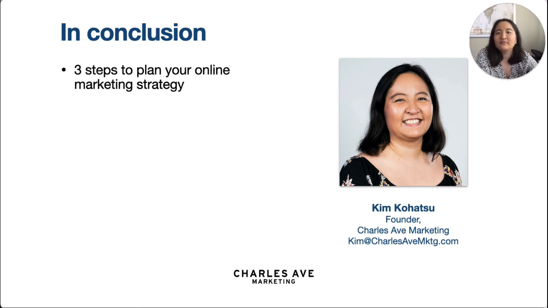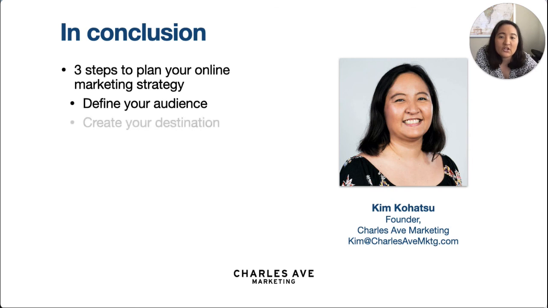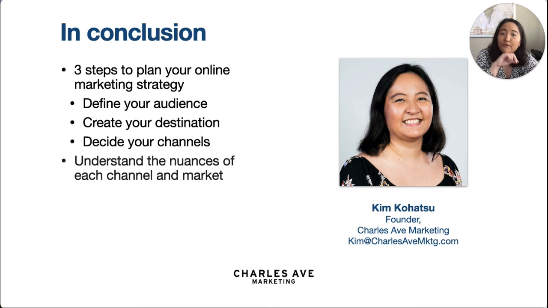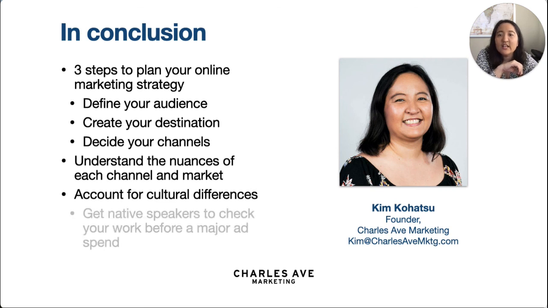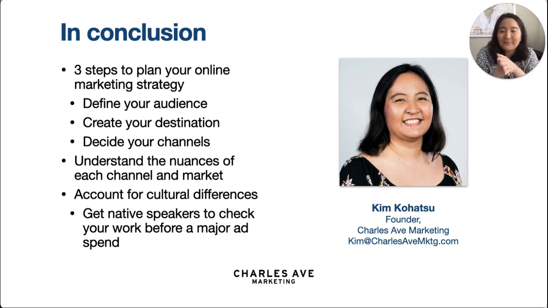So, in conclusion, before you create an international online marketing strategy, you need to ask a lot of questions to understand the nuances of each channel and each market. So, we went through a 3-step plan to create your online marketing strategy. You're first going to define the audience, then you're going to create the destination, and then you're going to decide what channels you are going to look at, in that order. Before you launch any campaign, you want to account for cultural differences, and you want to get native speakers to check your messaging and make sure it's saying what you want it to say. Taken together, your new campaign is much more likely to be a success.